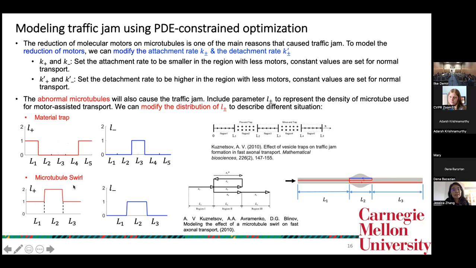Another one is a microtubule swirl. You see this swirl pattern is very complex, and it also comes with swelling geometry. We can model the swelling geometry easily, and we use R plus, R minus profiles to introduce this kind of swirl pattern. So using those ideas, we are more interested in the microtubule-related traffic jam in this study. So we focus on the second category, but we model both the material trap and the microtubule swirl.